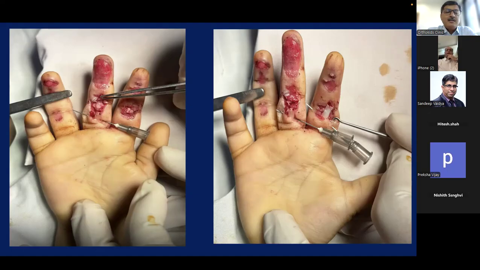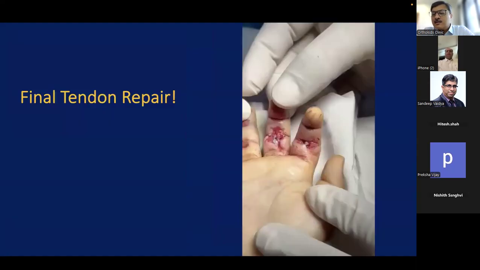So I agree with that point. The only issue is you can understand the panic, completely, of the parents as well as the child. Yes. So Preksha, can you show how? Yeah, so Nishit is saying the forearm compression test would be good. Yeah, agree.